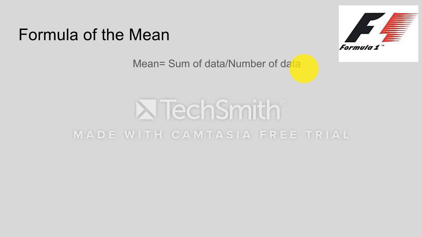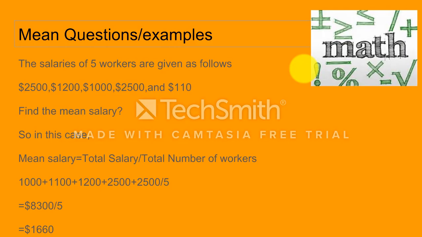Now, let's move into a question involving a mean for further understanding. The salaries of five workers are given as follows: $2,500, $1,200, $1,000, $2,500, and $110. And we're asked to find the mean salary. So, in this case, the mean salary will be the total salary divided by the total number of workers. So, therefore, we sum up the salaries of all the workers and then divide that by 5 as 5 different workers are present. So therefore we get $8,300 divided by 5, and then we divide that to get $1,660, and that's your mean salary.